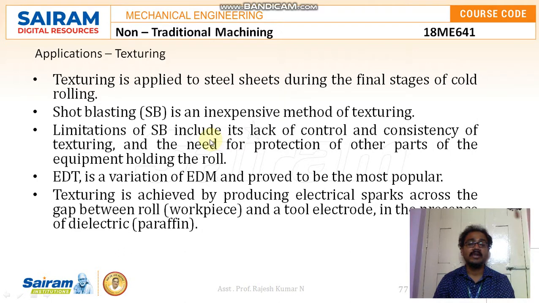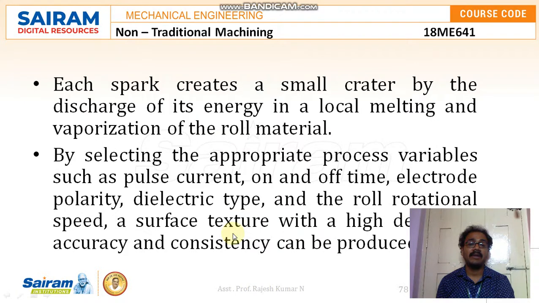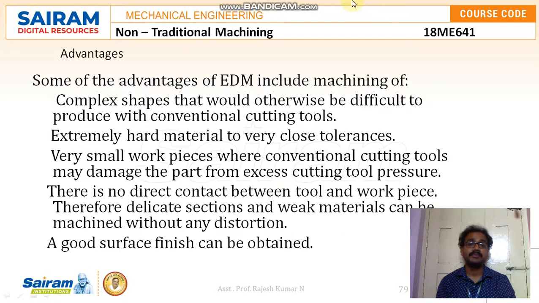So EDT is a variation of EDM and has proved to be most popular. Texturing is achieved by producing electrical sparks across the gap between the roll, that is the workpiece, and the tool electrode in the presence of dielectric paraffin. Each spark creates a small crater by the discharge of its energy in a local melting and vaporization of the roll material. By selecting the appropriate process variables such as pulse current, on and off time, electrode polarity, dielectric type, and the roll rotational speed, a surface texture with a high degree of accuracy and consistency can be produced.